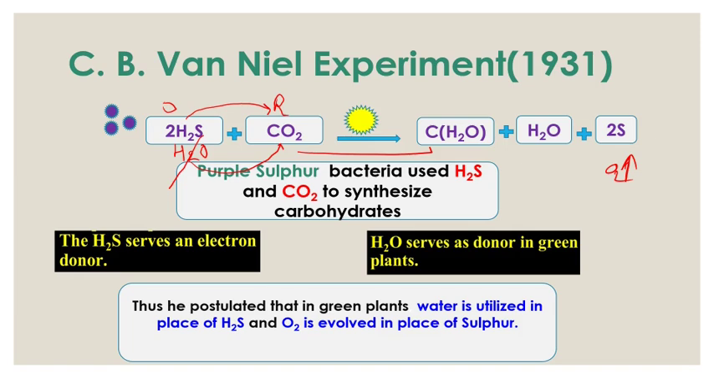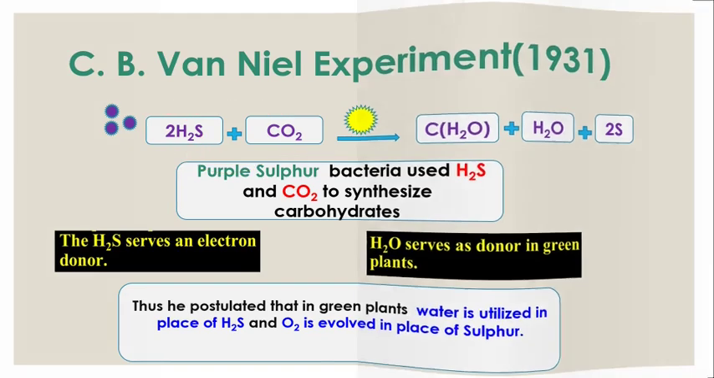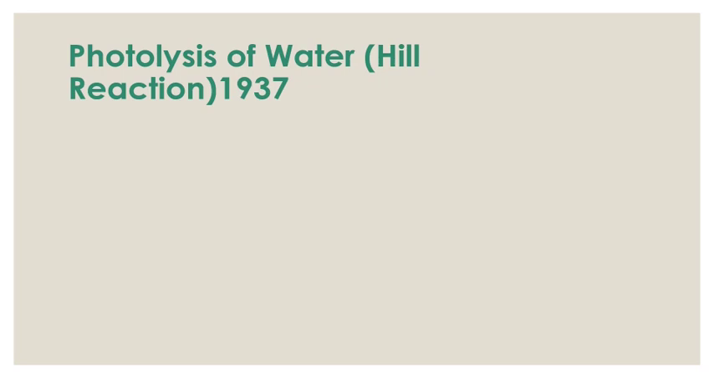So this was all about the Van Niel experiment. I hope you have understood this. The next experiment we are going to study is photolysis of water. Photo means sunlight, lysis means breakdown of the water molecule. For what? Let us see. This was proposed by Robert Hill in the year 1937, so it is also called the Hill reaction.